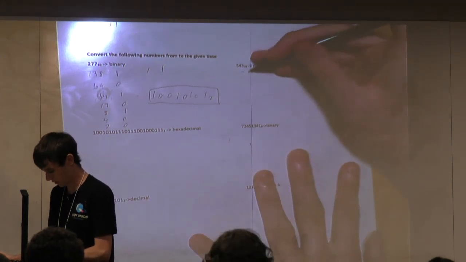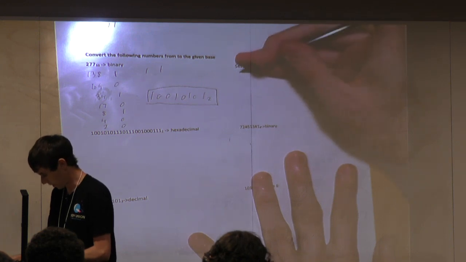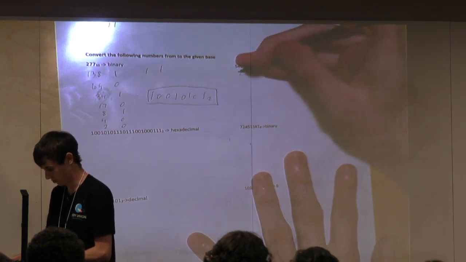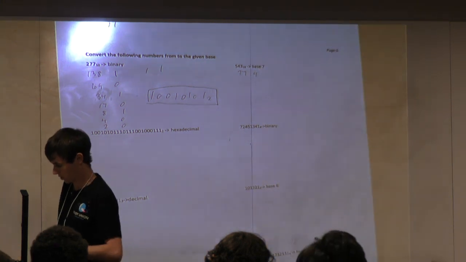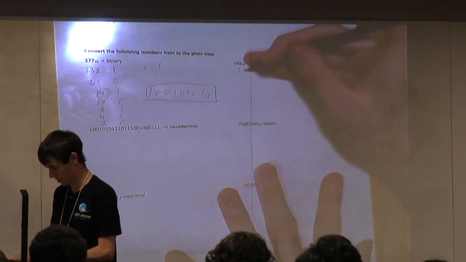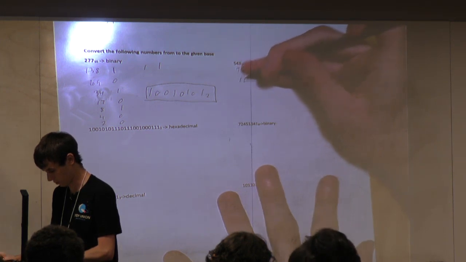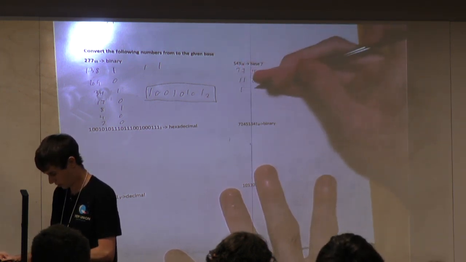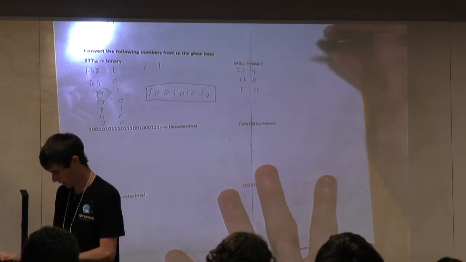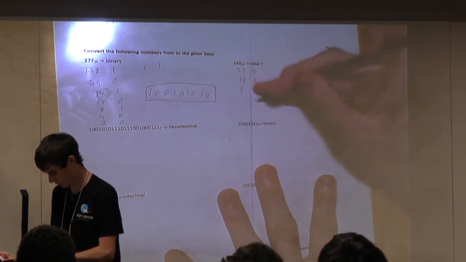So if we want to do this one, we can do that same methodology, where we divide our 543 by 7. And that is, since I do not expect you guys to remember that off the top of your head, 77 with remainder of 4. And then we'll keep doing that division over. So 77 divided by 7 is 11 with a remainder of 0. And then if we do 11, we get 1 with a remainder of 4. And then if we divide 1 by 7, we'll get a remainder of 1.